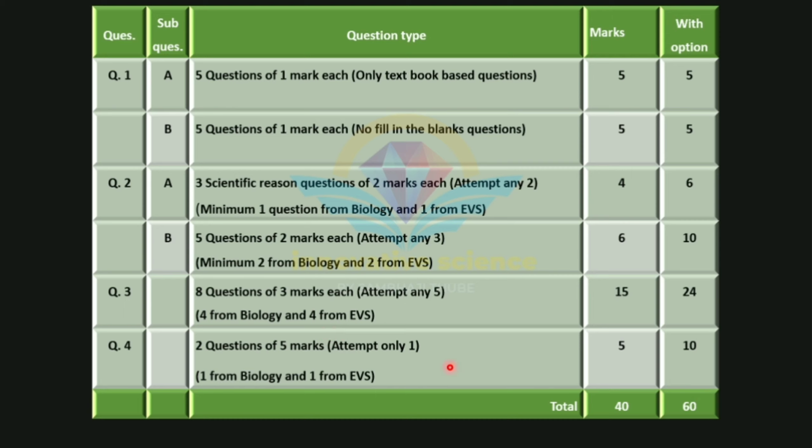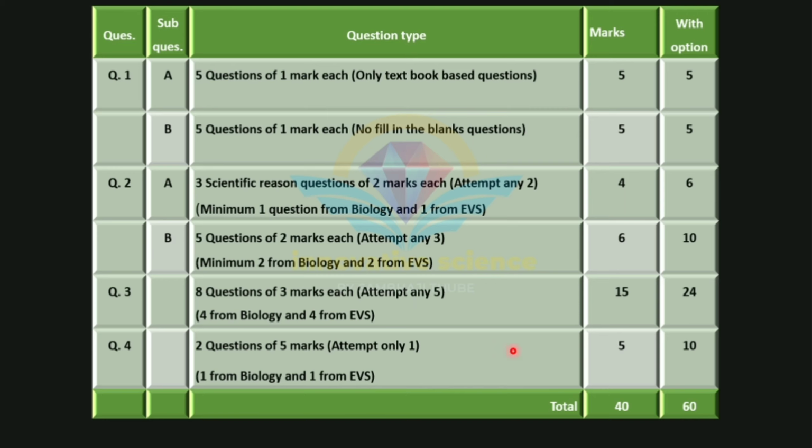The last question will give you 5 marks. Each contains 2 questions. Each question has 5 marks. In these questions, 1 question will be from biology and 1 will be from environmental science.